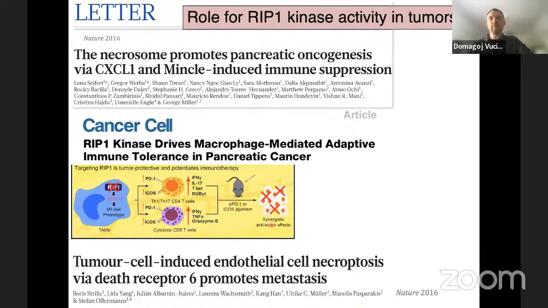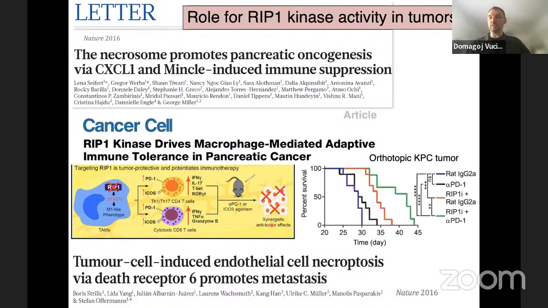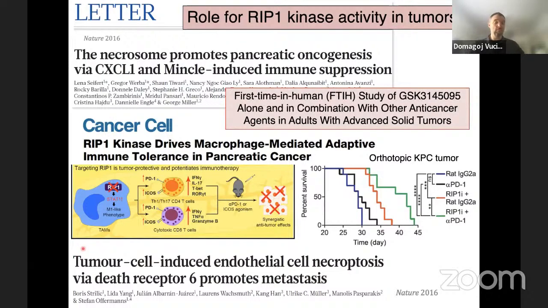Then there were a lot of papers talking about the role of RIP1 in tumors, that RIP1 inhibition reprograms macrophages, and that can be combined to cause this immune environment and combined with PD-1 antibody and so forth. Also that there is effect on metastasis. And we were like, wow, is this really true? We really need to investigate this. So we took the same models that were used in this Nature and Cancer Cell paper, okay, and tried to reproduce that.